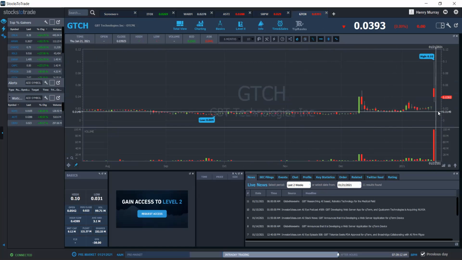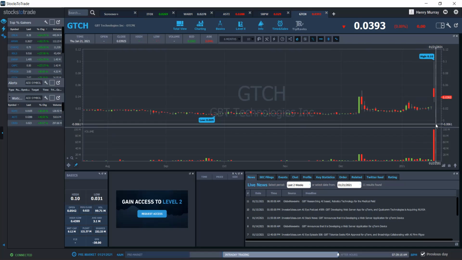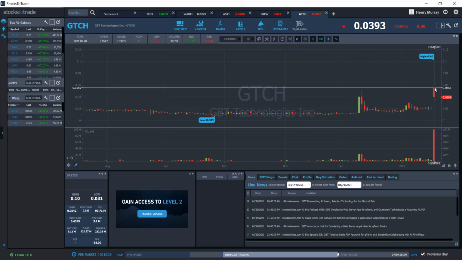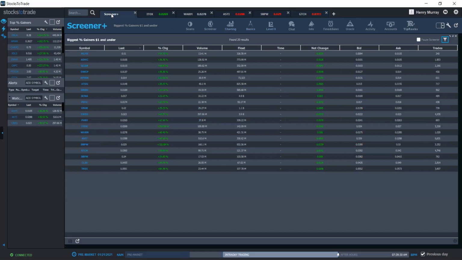Right here, you can see that the stock did explode to new highs, but it was unable to keep its gains. Quite possible that it will continue to downtrend. I'll leave this one off. Next stock, SBFM.